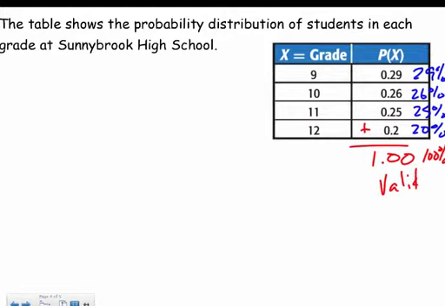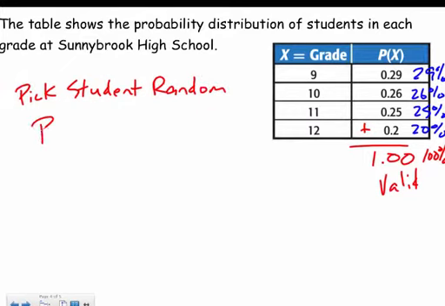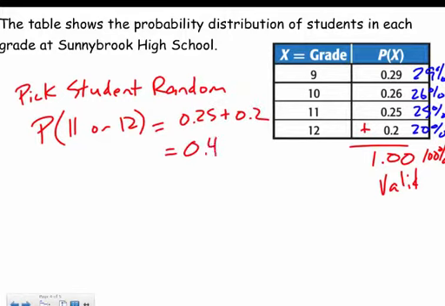Okay, and then I could find some different things, like if I said, what's the probability? Let's say we're going to pick a student at random, and I wanted to know what's the probability that they're going to be in grade 11 or 12. Well, I could just add up my decimals here. So I could go 0.25 plus 0.2 for a total of 0.45. So they'd have a 0.45 probability, or I could say a 45% chance. Either way. I could make inferences like that on the data.